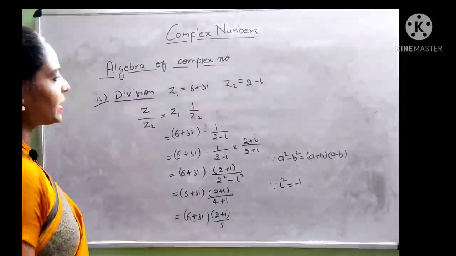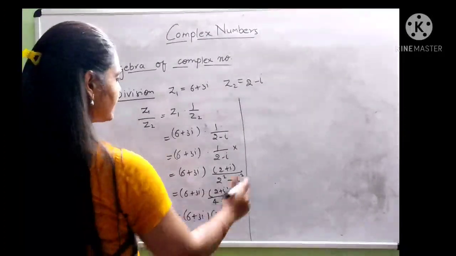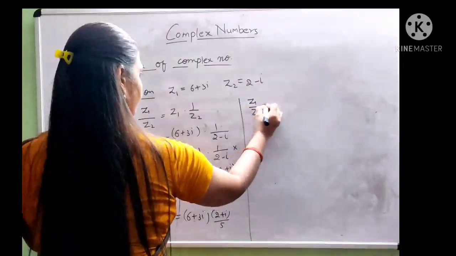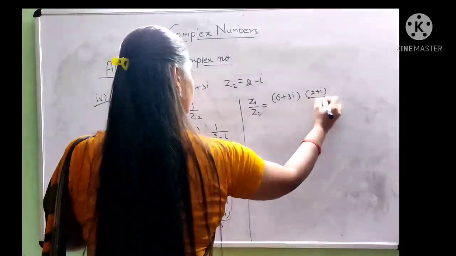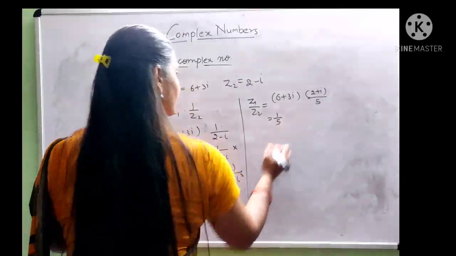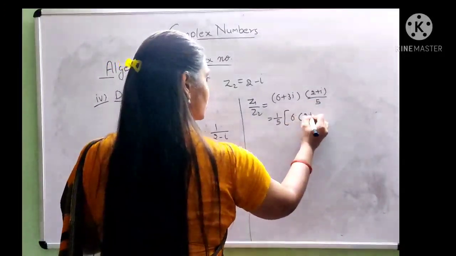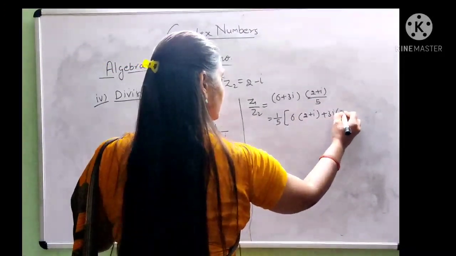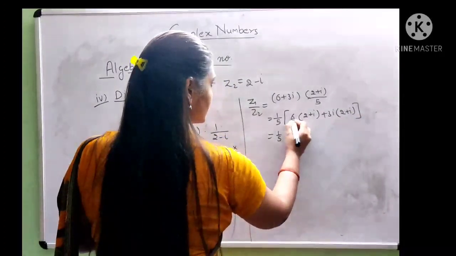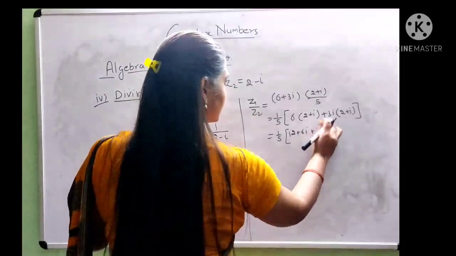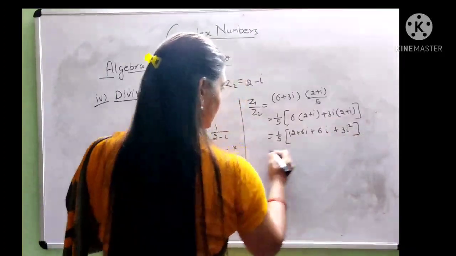Now we can simply multiply. Now we have to multiply this. 6 plus 3i, 2 plus i divided by 5. Take 1 upon 5 in the first. So we have to perform the multiplication. 6, 2 plus i plus 3i, 2 plus i. Now 1 upon 5, 6 2s are 12 plus 6i, 3 2s are 6i plus 3i square.